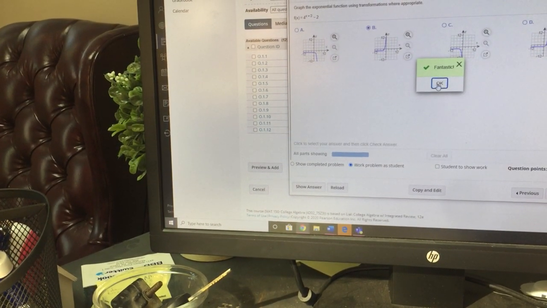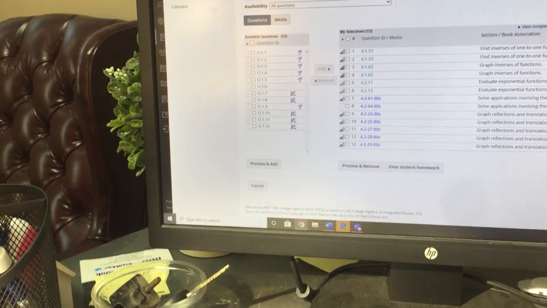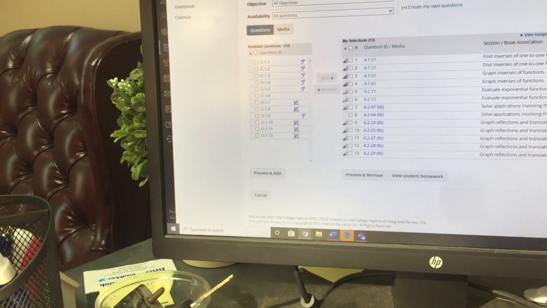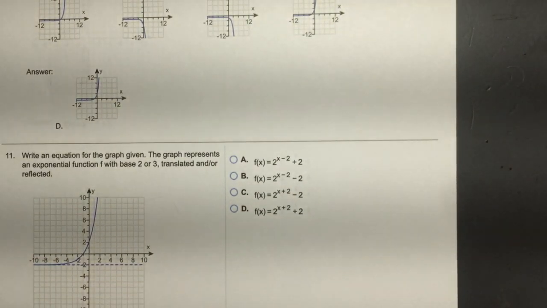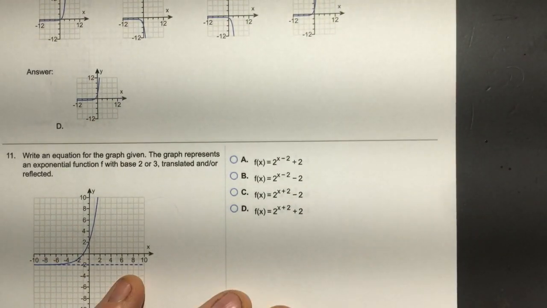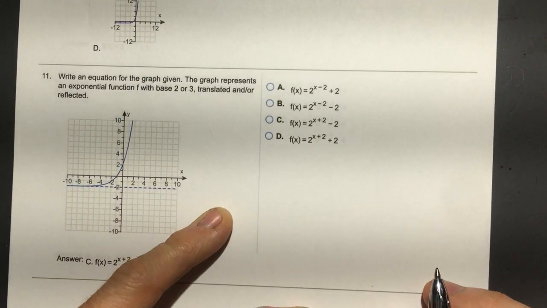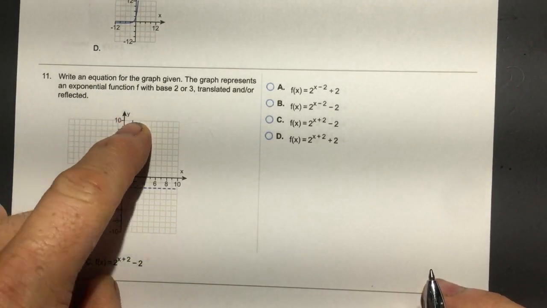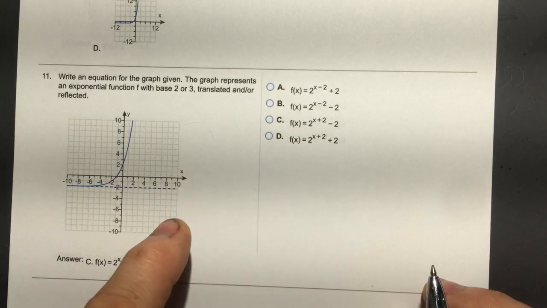All right, so if you have questions about those, please send me some questions and I'll try to help you all I can. If you go back to this paper here, we've got just a few more problems. This is number 11. Now here's a graph. Which one of these equations is the graph?